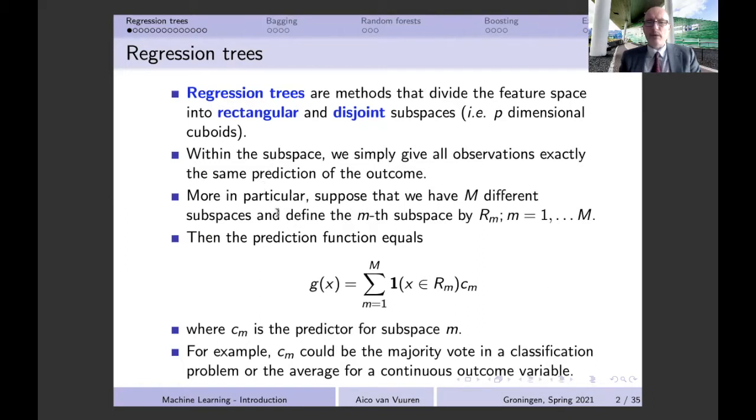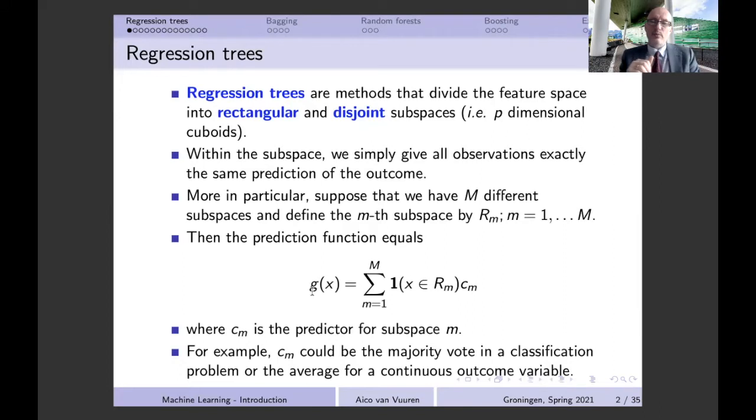More in particular, suppose that we have M different subspaces and define the m-th subspace by R_m, where little m runs from 1 till large M. Then the only ingredient that we're still missing is the prediction that we make per subspace. Let's call that c_m. Then our prediction function g(x) can simply be written as g(x) is equal to c_1 in the case that x is an element of R_1, the very first subspace. g(x) is equal to c_2 when x is an element of R_2.